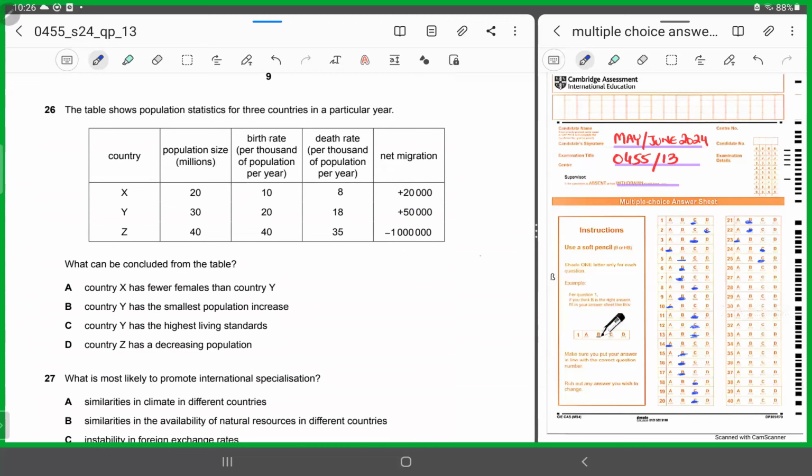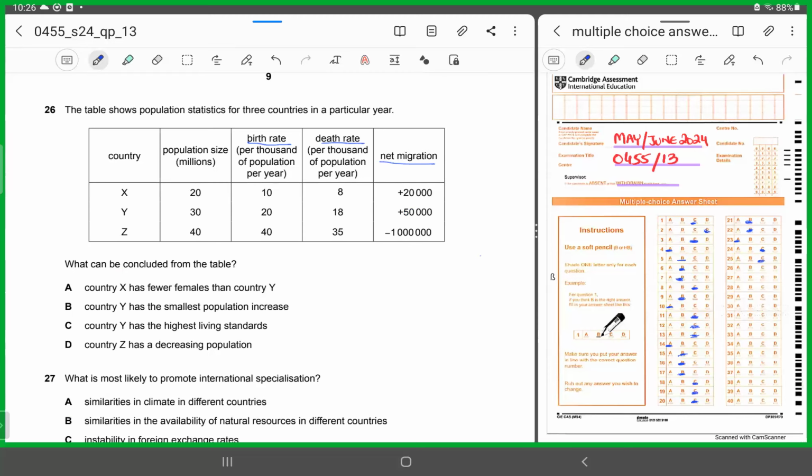In the second, they're telling you the birth rate. In the third, they're giving you the death rate. In the last, they're giving you the net migration. That means how many people left their country and how many people poured into their country. So they're giving you a net figure for that. Now they're saying what can be concluded from the table. So now let's look at the options.